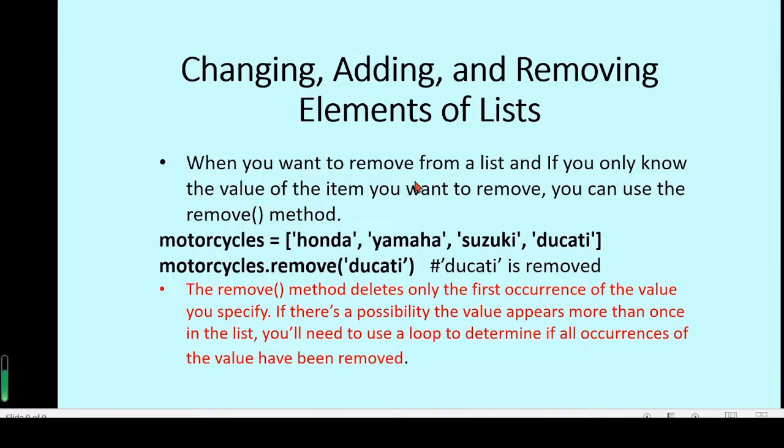So when you want to remove from a list, if you know the value of the item you want to remove, you can use the remove method. So this is a list with 4 motorcycles. So if we want to remove the item with this value, we can use motorcycle.remove Ducati. So Ducati is removed, but note the remove method deletes only the first occurrence of the value you specify. So if there is a possibility the value appears more than once in the list, you will need to use a loop to determine if all occurrences of the value have been removed.